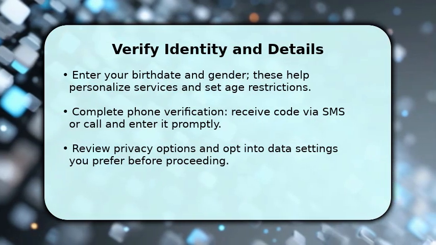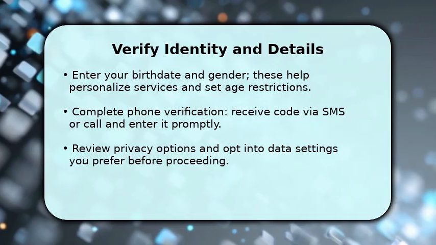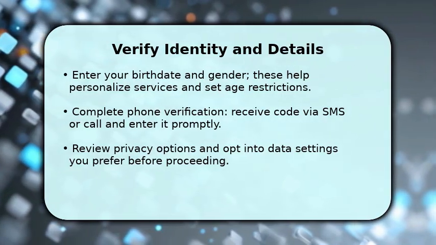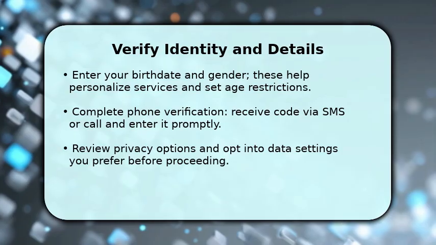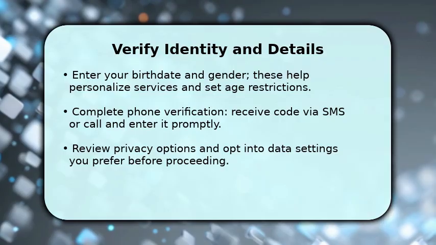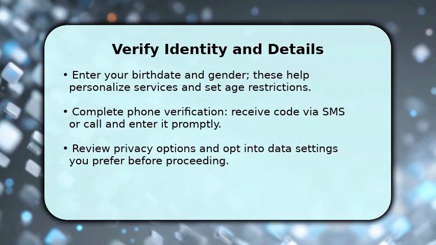Now you provide verification and profile details so Google can secure and personalize your account. Enter your birth date and gender. These set appropriate defaults and age controls. Next, add your phone and request an SMS or call. Enter the received code to verify ownership. This step thwarts unauthorized creation and aids recovery.